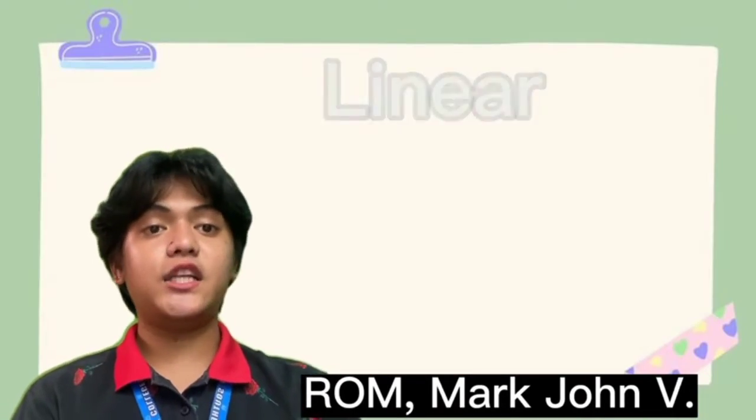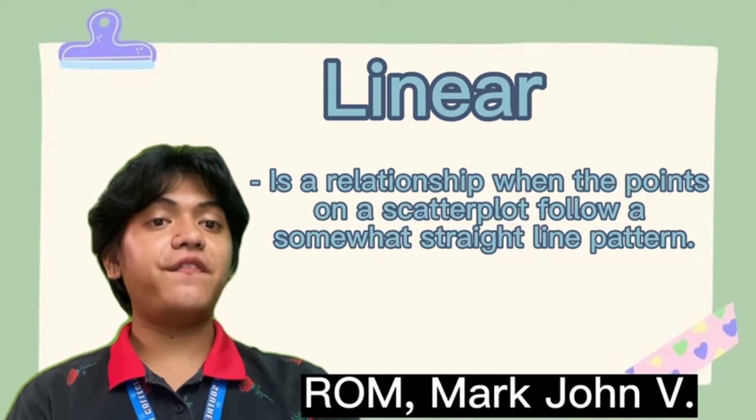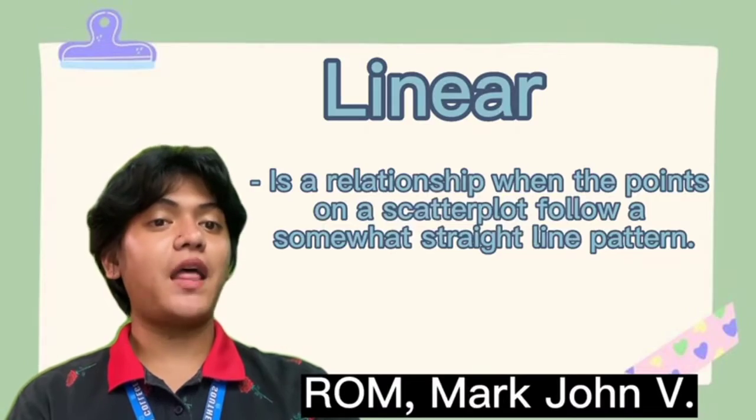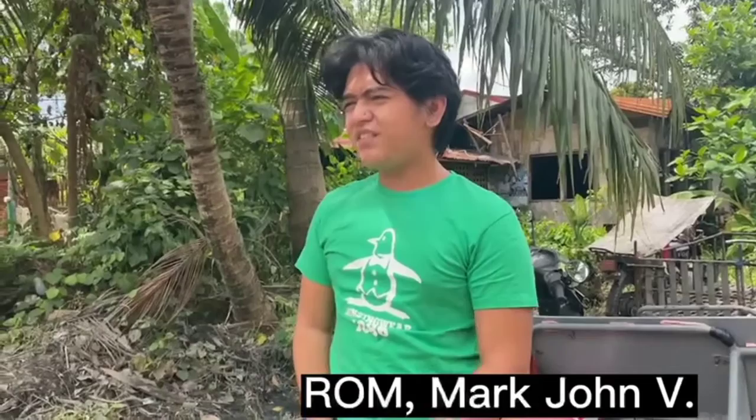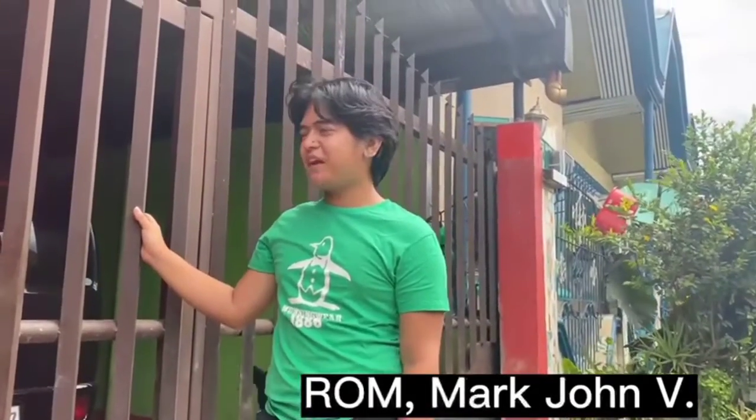Next is linear. Linear is a relationship when the points on the scatter plot follow a somewhat straight line pattern. For example, I'm going to my friend's house. I will get there in 3 minutes by walking. Finally, I'm here at my friend's house.